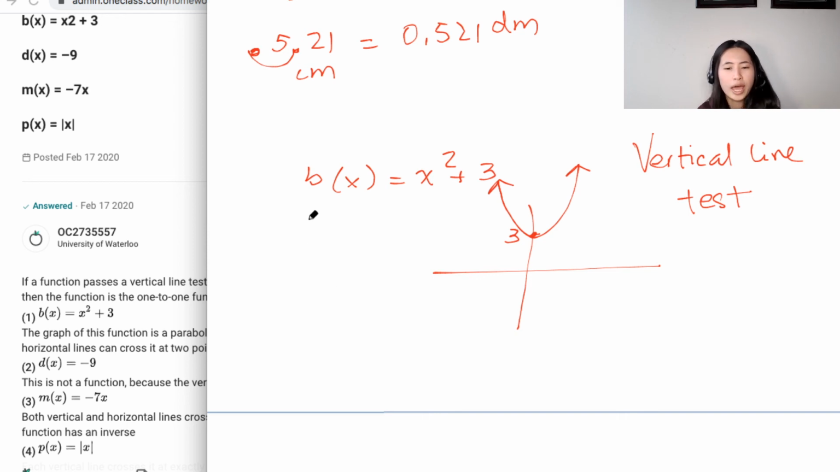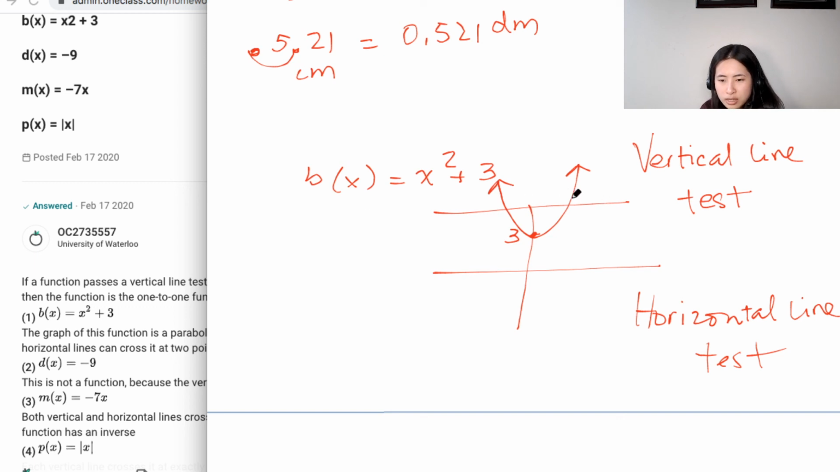So let's say you switch your y and x. But there's no point in doing that because you can actually apply the horizontal line test. This horizontal line test is literally: you have your function, draw a horizontal line. As you can see, your function passes through the horizontal line twice. If it does that, that means you don't have any inverse. Does that make sense?